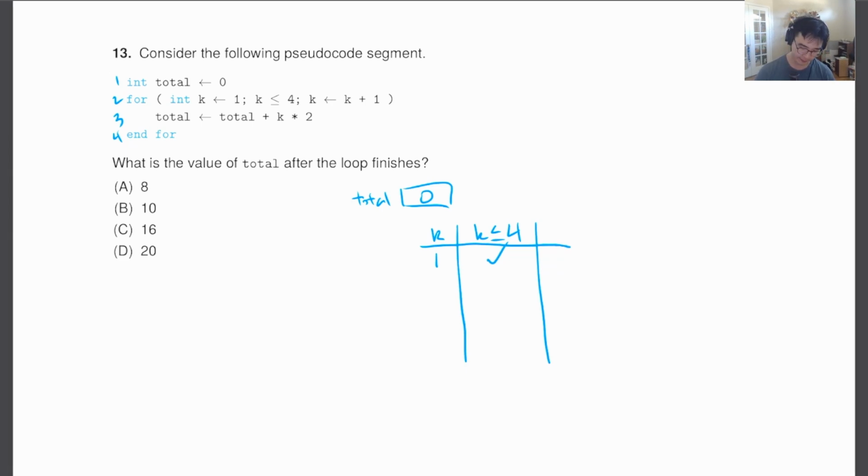And now we have total again. And once again, I'm doing this because a lot of teachers and students have found it to be helpful to write all the steps in the table. So total is now total plus k times 2. So k times 2, 1 times 2 is 2. Total was 0. So 0 plus 2. I'll just write all the steps. 1 times 2 equals 2.